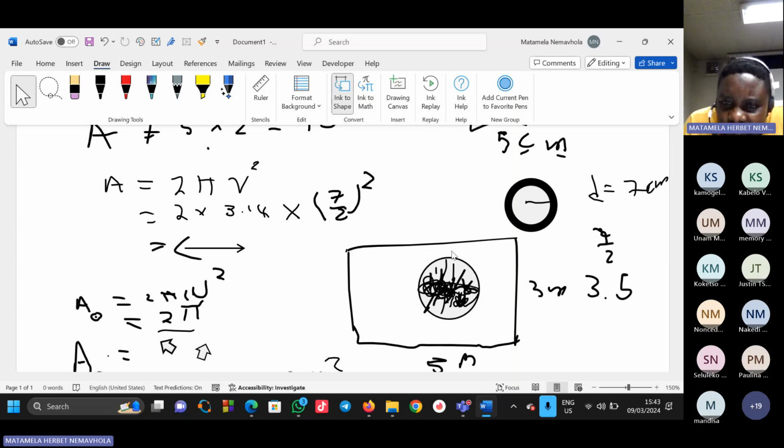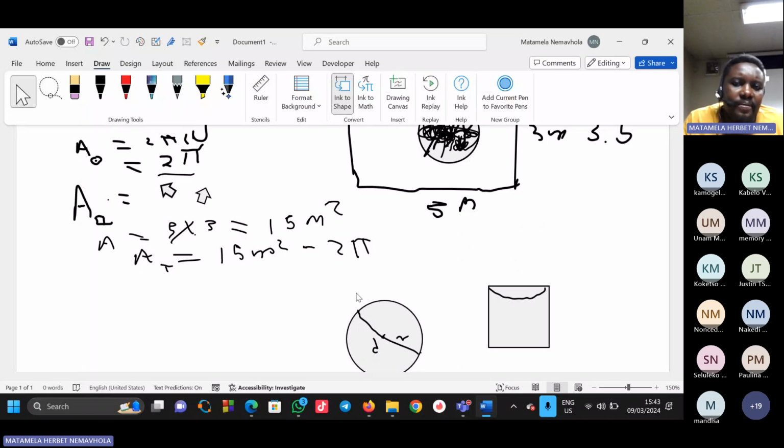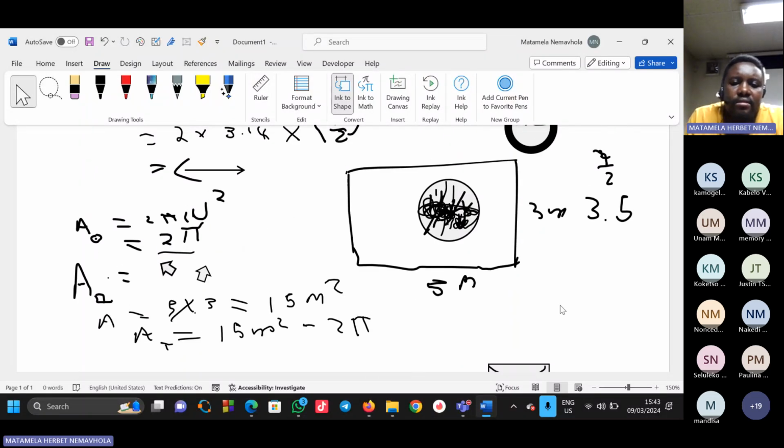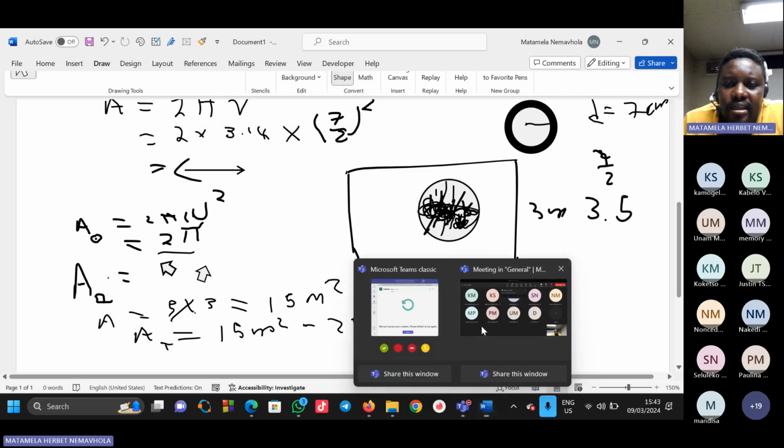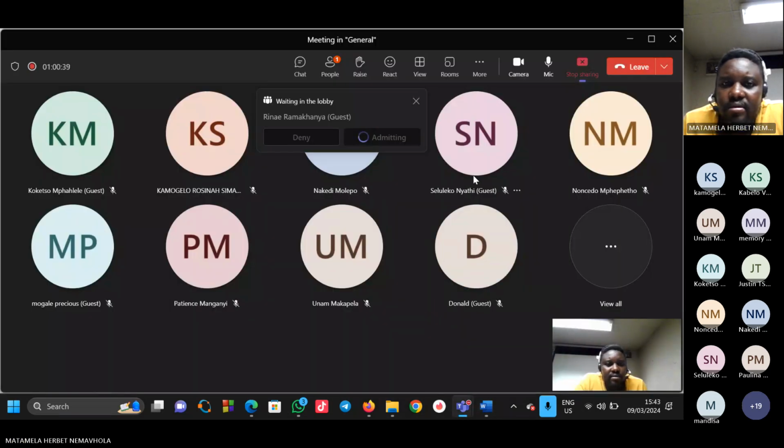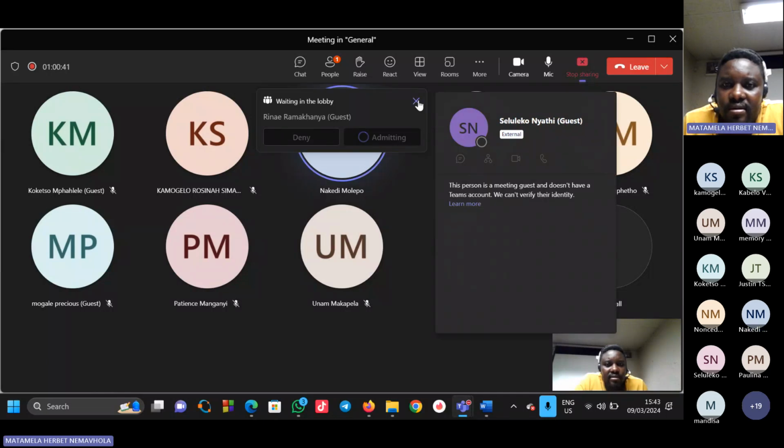So we don't want the area of this shaded side, we only want that one. So we have to subtract. You cannot add, because when we add, it's going to be more than the area of the rectangle. So that's why I subtracted in that question. Is that clear with you? Yes, it's clear. All right.